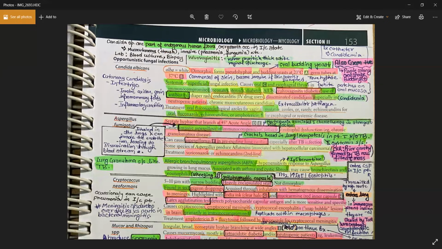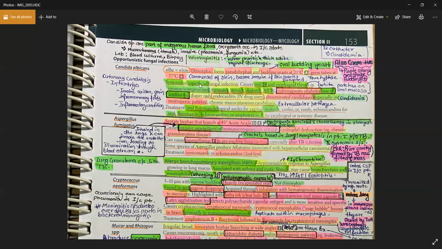Then you can get the disseminated candidiasis, like candidemia, Candida in the blood, especially in neutropenic patients. Like I told you, Esteban will ask you how you will get the superficial infections and how you will get the systemic infections. For the systemic or disseminated candidiasis, you need to have neutropenia. In case of superficial infections, like the oral thrush, the esophageal thrush, or the vulvovaginitis, you need to have lymphopenia.